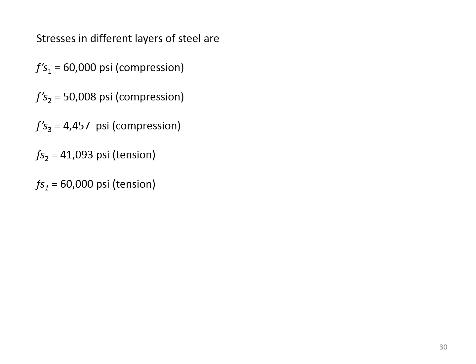Now we find the stresses in different layers of steel. f's1 and fs1 each are equal to 60,000 psi. However, one is in compression, another one is in tension. And f's2 is 50,008 psi in compression. f's3 is 4,457 psi in compression. And fs2 is 41,093 psi in tension.